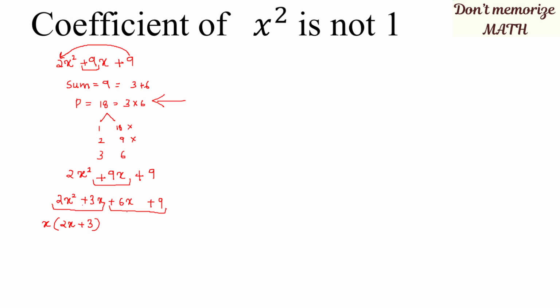Then 6x and 9. 3 is common there. So you can take 3 outside. So here 2x plus 3 will be remaining.